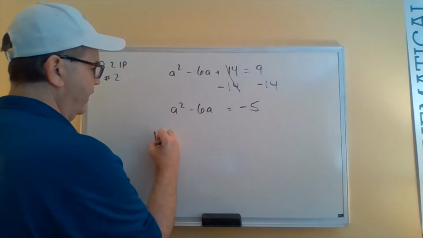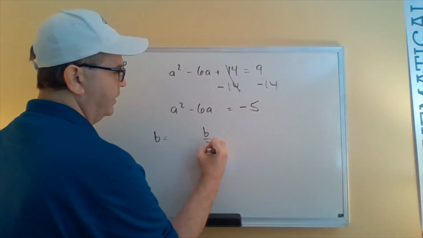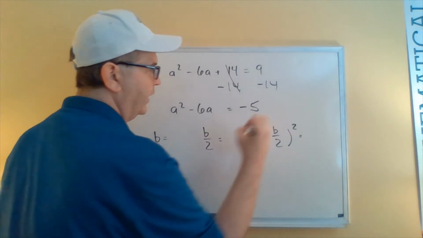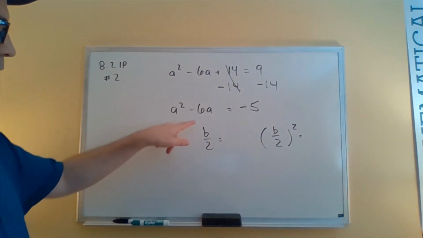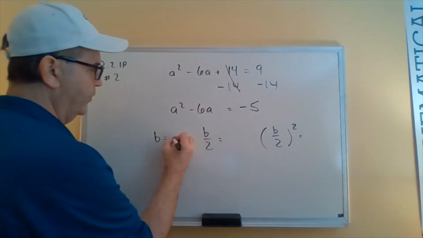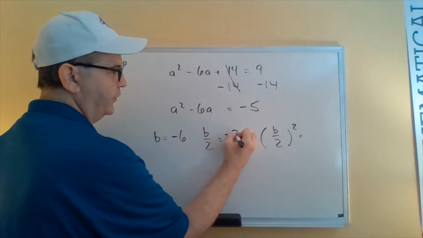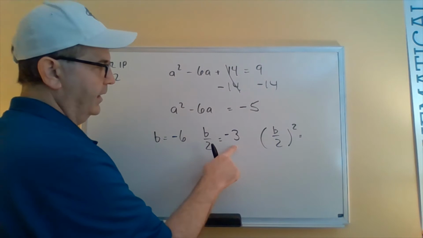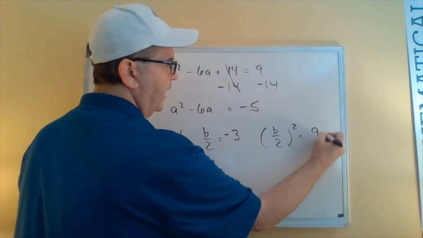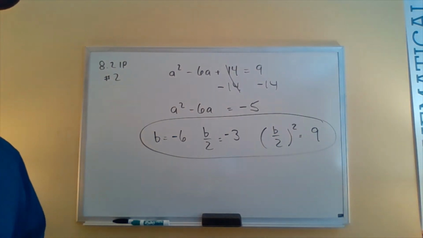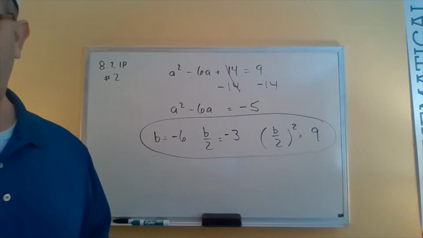Now I need to identify b, b over 2, and finally b over 2 squared. b is the coefficient of my middle term right here, so b is going to be negative 6. b over 2, negative 6 over 2 equals negative 3, and negative 3 squared is 9. So there's my answer for number 2: b equals negative 6, b over 2 equals negative 3, b over 2 squared equals 9.